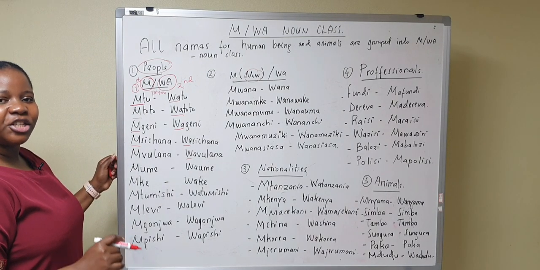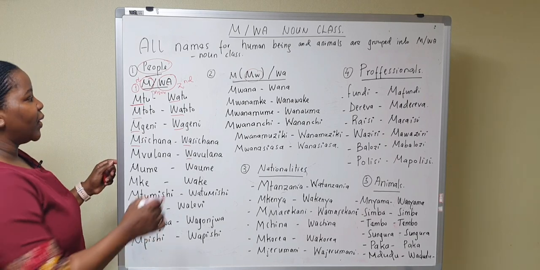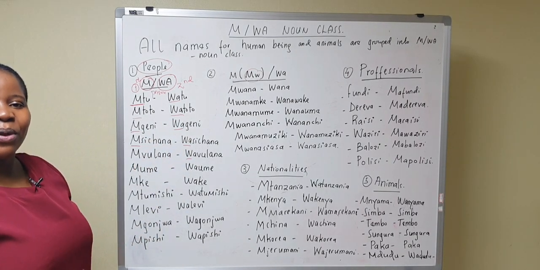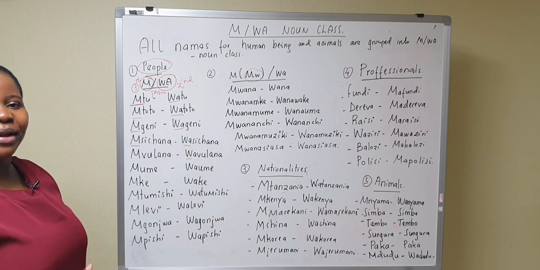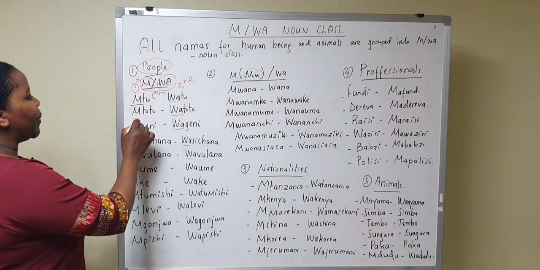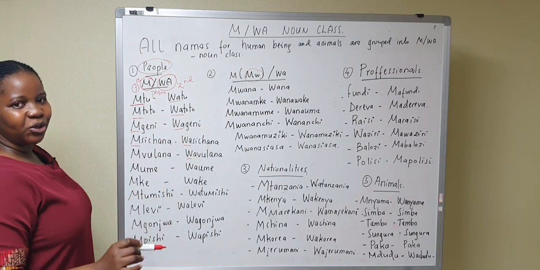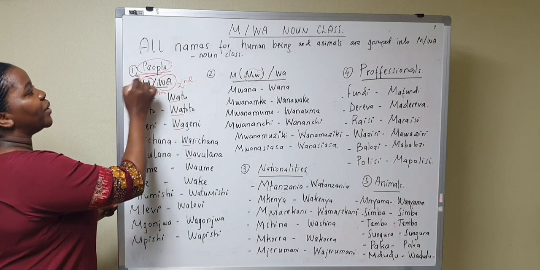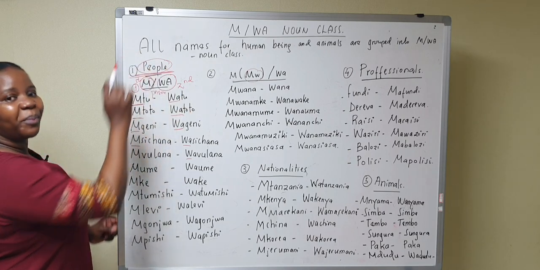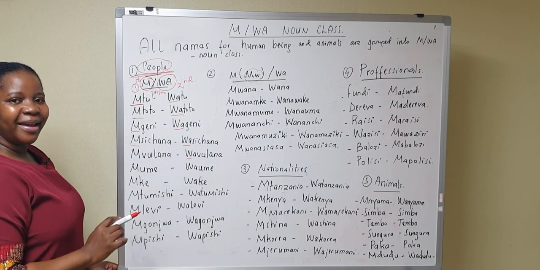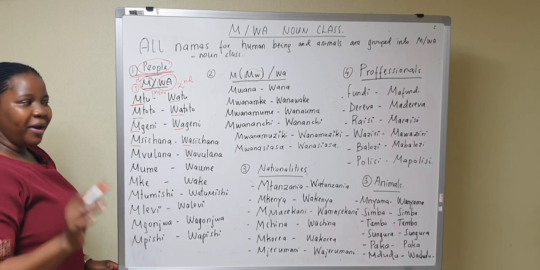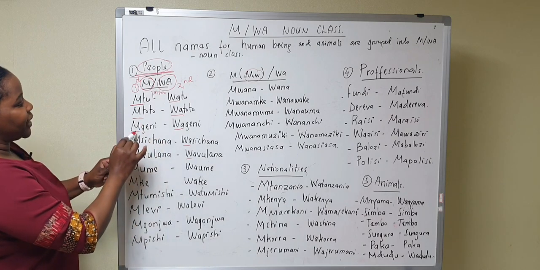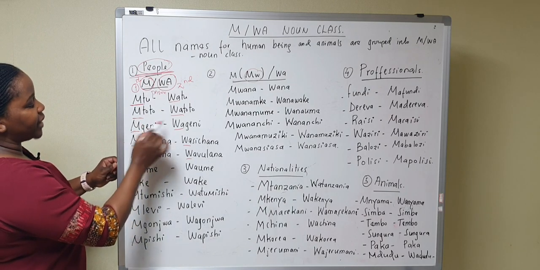Mtoto, a child. And in plural, we say watoto. Watoto, children. So, mtoto, watoto, children. Remember, this is group number one, names for the people. Okay? Are we together? Very good.